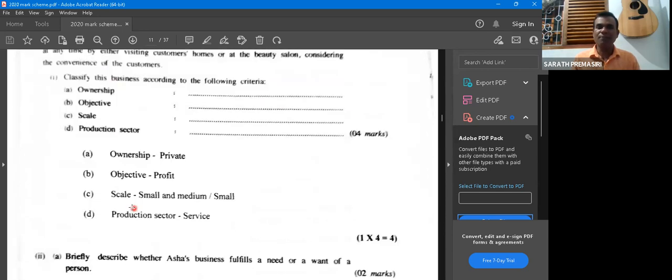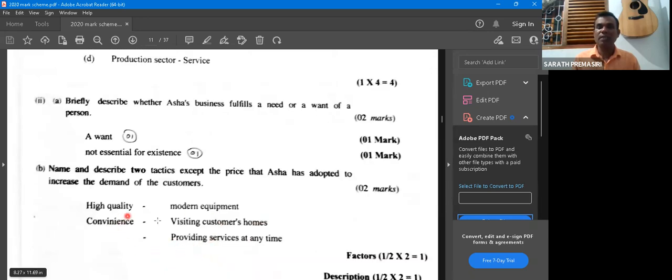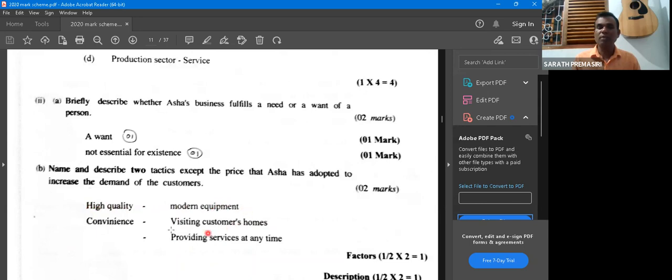Look at the possible answer. High quality, modern equipments. You see, high quality, modern equipments, convenience, visiting customers' homes, providing services at any time. You see that high quality is also correct. Here the possible answer: high quality, modern equipment, high quality product she uses, convenience, visiting customers' homes, providing services at any time. Look at that and start answering that question.